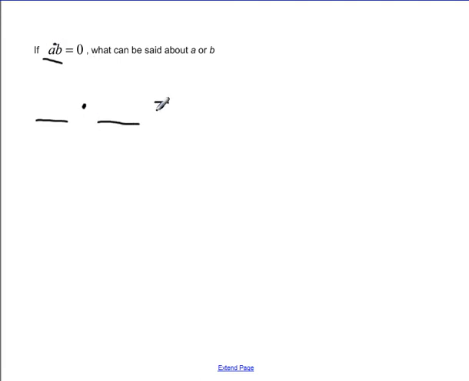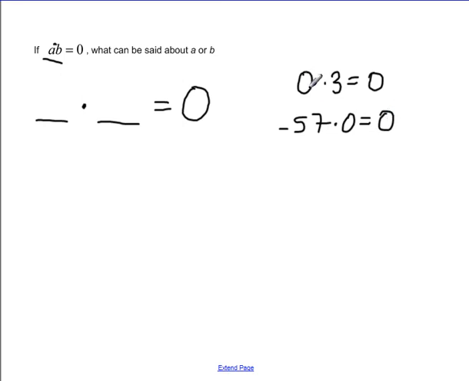They could kind of represent any number. If I'm going to multiply two things together and come up with 0, what could we say about those two things? Well, think about what you know about multiplying things to equal 0. The only way to multiply things together and end up with 0 for an answer is if one of those things equals 0. So for example, if I have 0 times 3, that equals 0. If I have negative 57 times 0, that's going to equal 0. Notice that anything times 0 is going to give me 0.